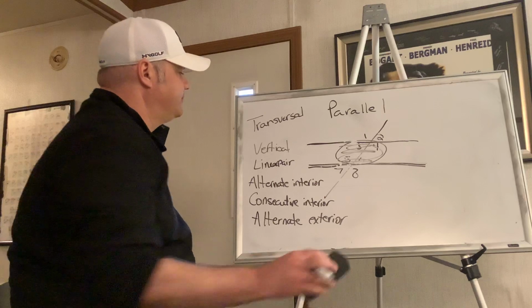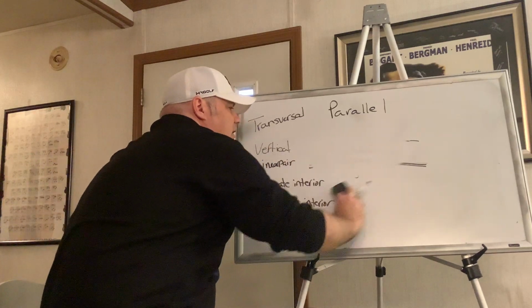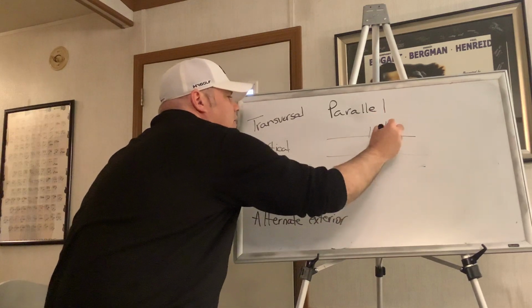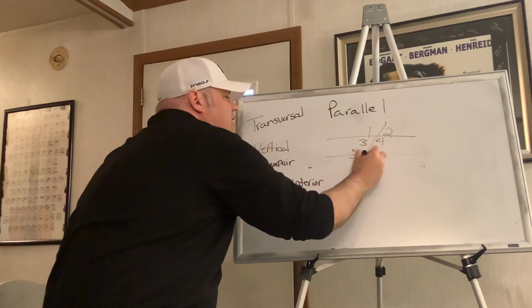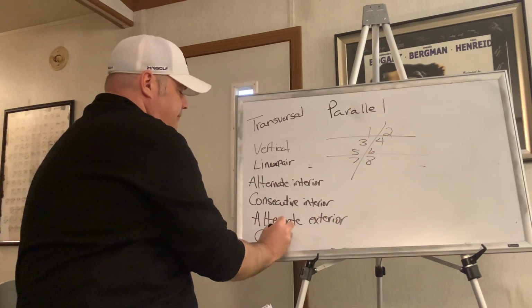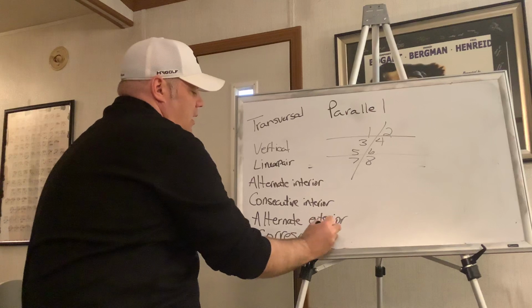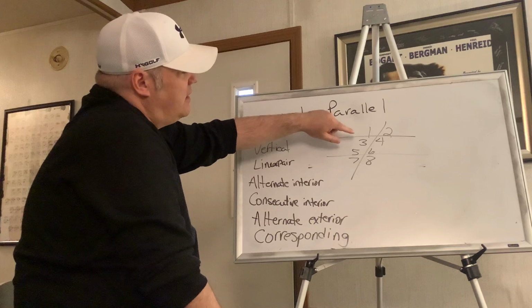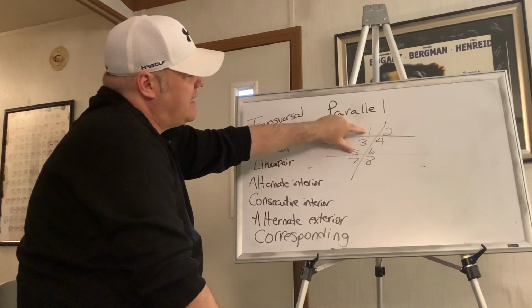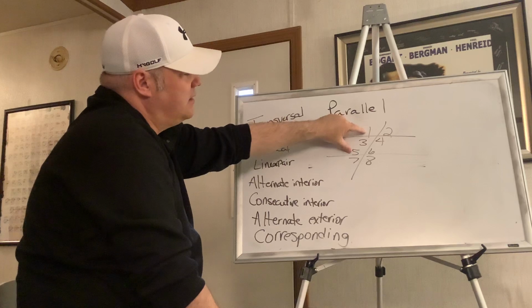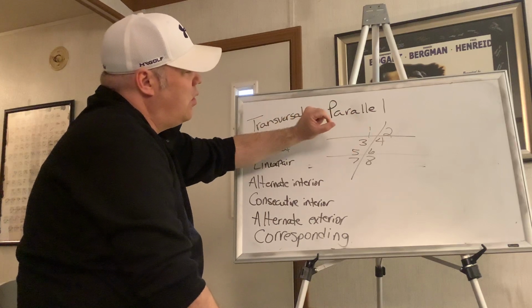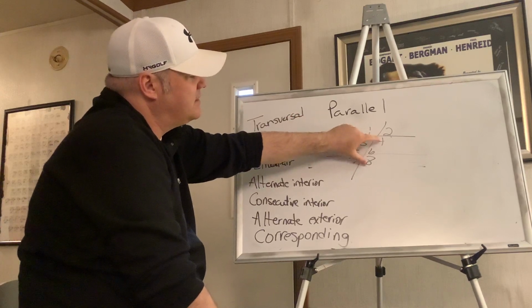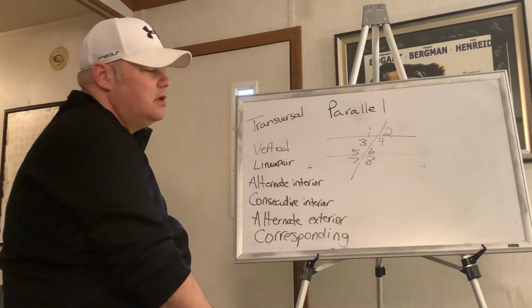The last one, let me redraw this. So I went 1, 2, 3, 4, 5, 6, 7, 8. The last one's called corresponding. Corresponding is a little bit harder to describe, but basically you're going to have an exterior angle and an interior angle, and they're on the same side. So 1 and 5 correspond, or 6 and 2, or 4 and 8, or 3 and 7.